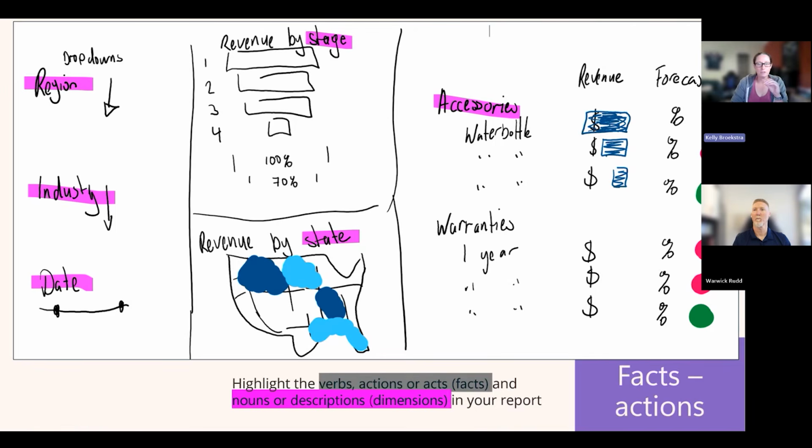We now need to move on to the facts, or the actions, or the verbs. So Warwick is talking about that pipeline process. And facts are a process, something that happens within your organization. And within those facts, within that pipeline process, obviously it's going to need to have the information that links to all of these dimensions.